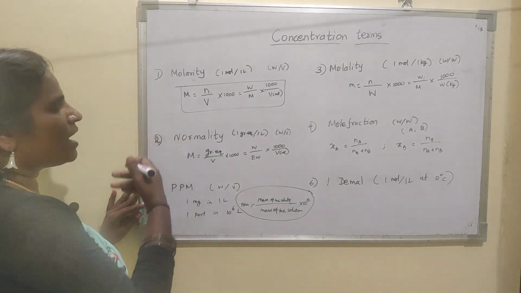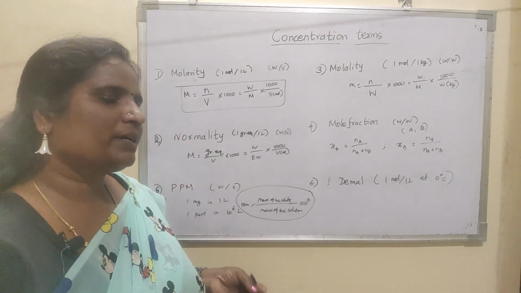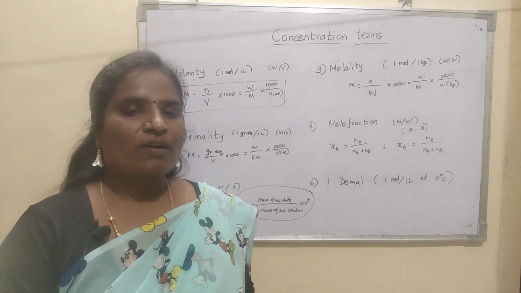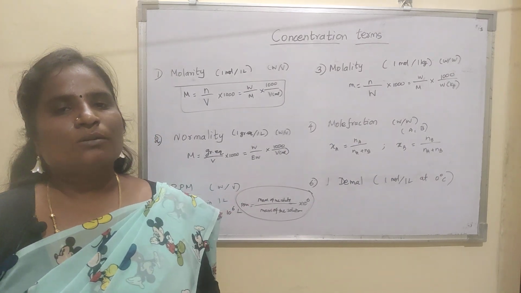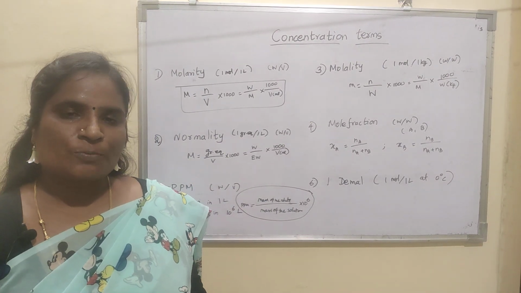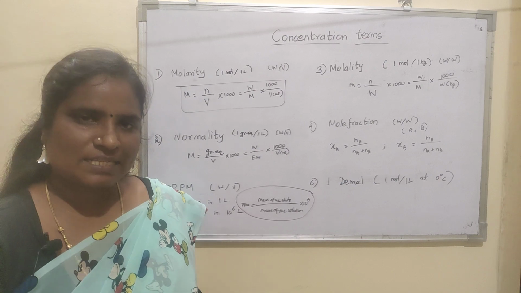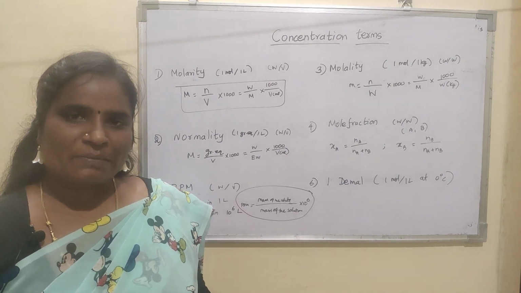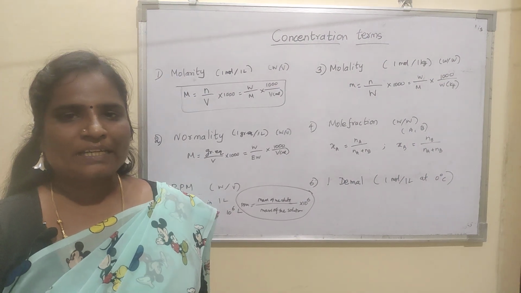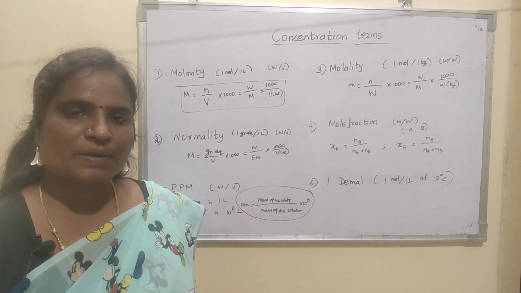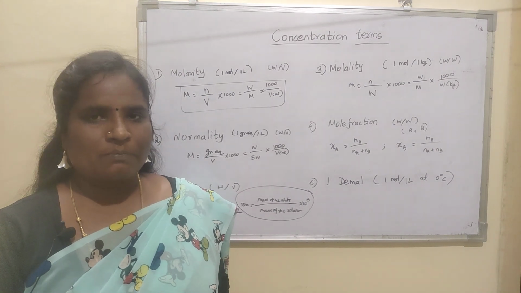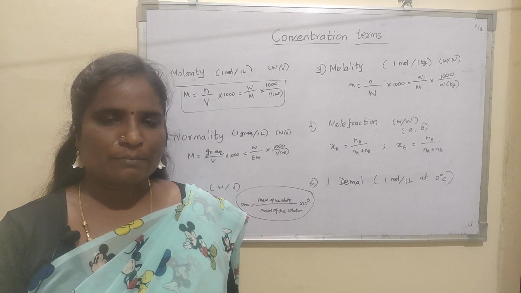Similarly, how do we calculate normality? You know how to calculate the equivalent weight for an acid: molecular weight of the acid divided by the number of replaceable H plus ions present in the given acid, or molecular weight divided by basicity, as we call it. In that way we can calculate the equivalent weight of the acid. Similarly, the equivalent weight of a base is molecular weight of the base divided by the number of replaceable OH minus ions present in that base.